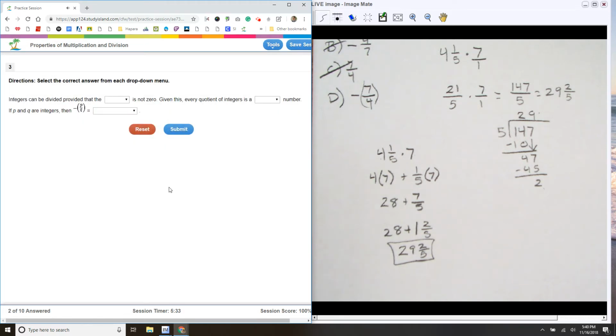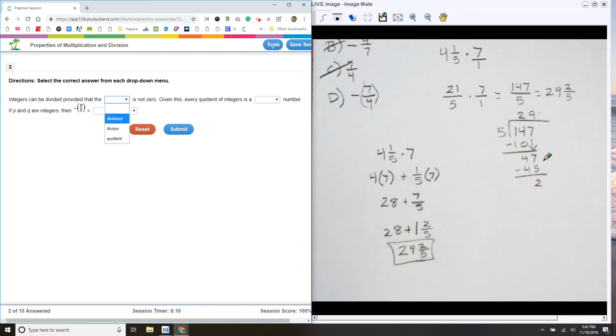Next, integers can be divided, provided that the dividend, divisor, or quotient, you got to know what those are, is not 0. Given this, every quotient of integers is a negative, positive, rational, or whole number, and if p and q are integers, then the negative p divided by q is one of these. So we've got a lot of stuff here that we have to make sure that we understand. It's a lot of terminology. First things first. Integers can be divided, provided that, and we have three different terms here to choose from.